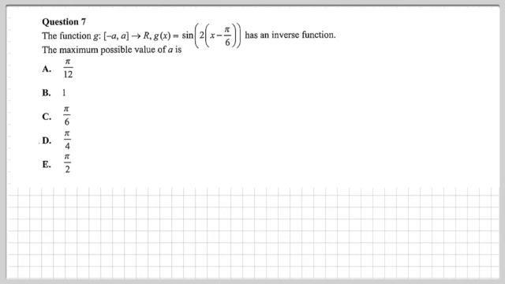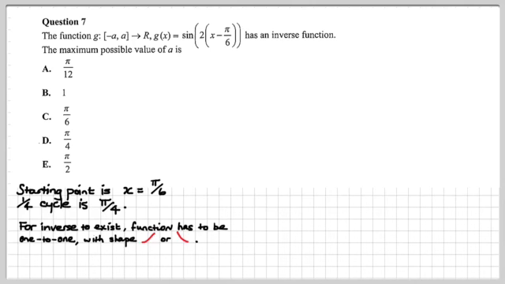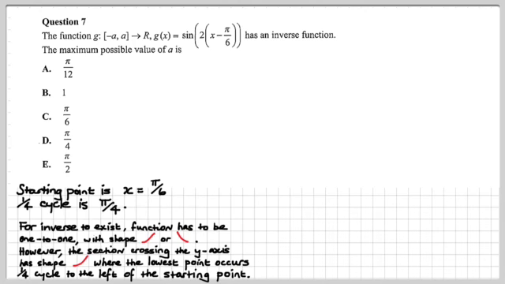So let's just go through it again. Starting point is pi on 6, quarter cycle is pi on 4. For the inverse to exist, the function has to be 1 to 1, with a shape as shown there or there, okay? So far so good. Now, the section crossing the y-axis is going to have that shape, as I explained a moment ago, where the lowest point occurs 1/4 of a cycle to the left of the starting point, alright?